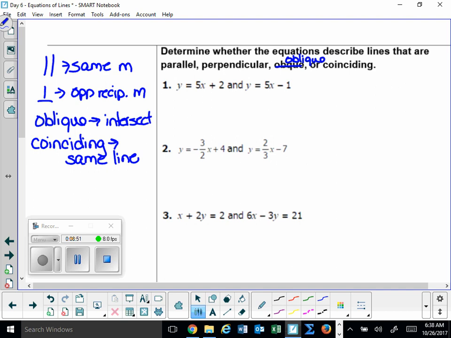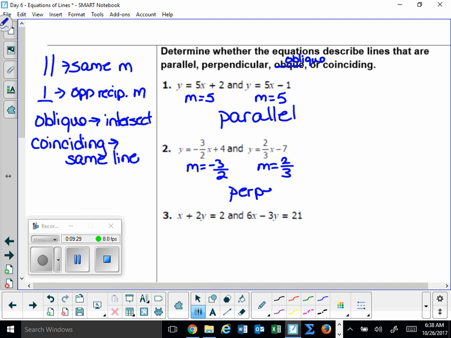All right, so let's look at number 1 and identify my slopes. In number 1, the first equation, they gave me slope-intercept form, so my slope is 5. In the second equation, it's slope-intercept form. My slope is 5. The slopes are the same, so these lines are parallel. In number 2, they gave me slope-intercept form again. For the first equation, my slope is negative 3/2. For the second equation, my slope is 2/3. Those are opposite reciprocals, so these lines are perpendicular.